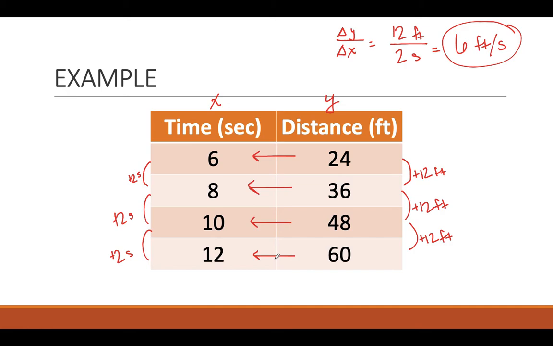If you don't know if the relationship is proportional, then the best option is to figure out the change between each of them and then write the ratio, the way I just showed you. If you did 24 divided by 6, you would get 4. If you did 36 divided by 8, you would get 4.5. 48 divided by 10 is 4.8, and 60 divided by 12 is 5.